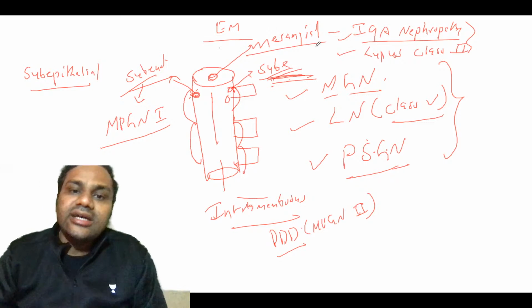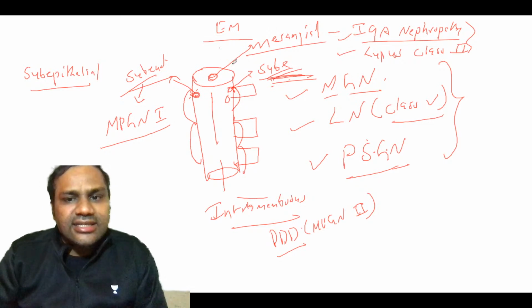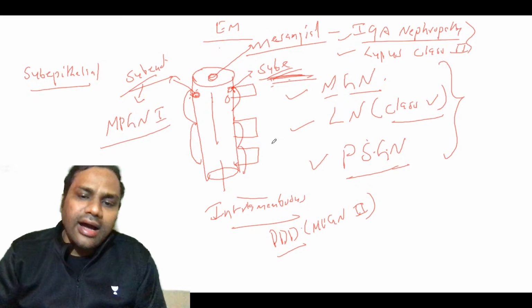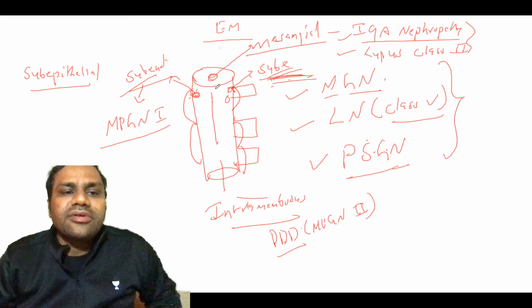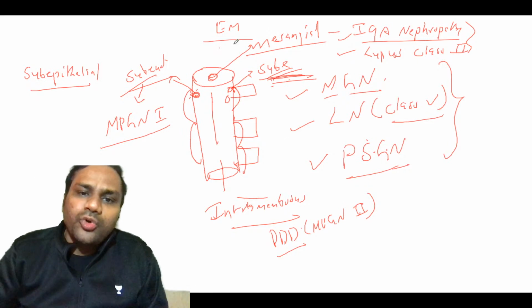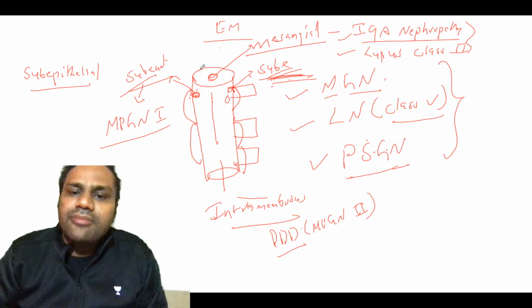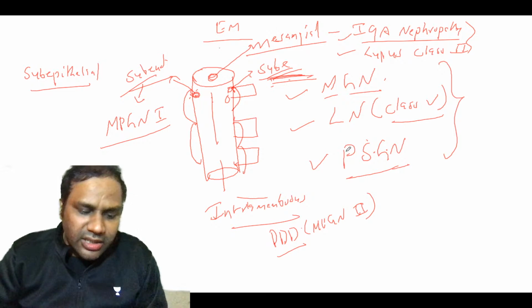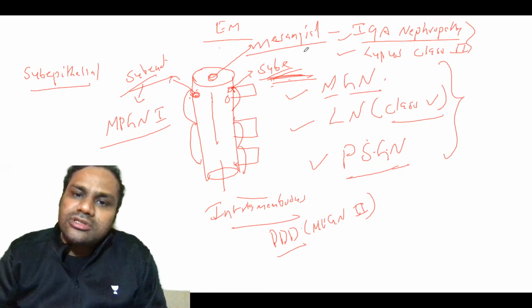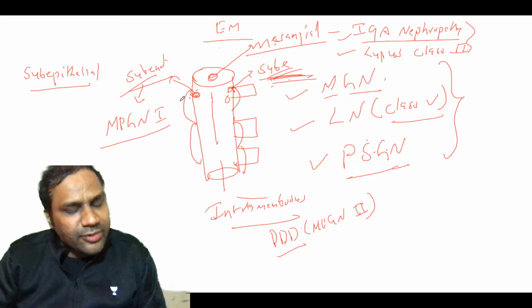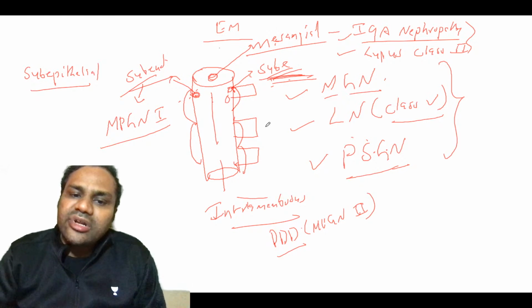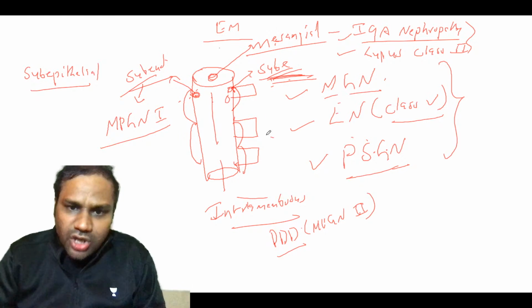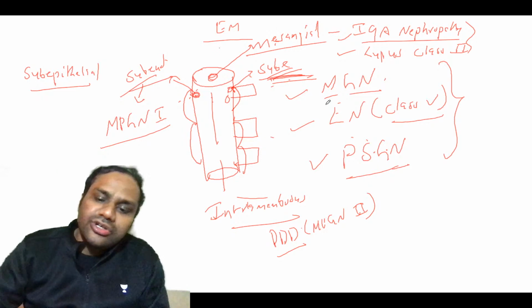Now you know the basic things, so with basic things you are done. I don't need to teach you everything; you will understand yourself. In post streptococcal, EM will show subepithelial deposits. It's not that mesangial and subendothelial deposition cannot also occur, but maximally it is subepithelial deposits, that you need to remember.